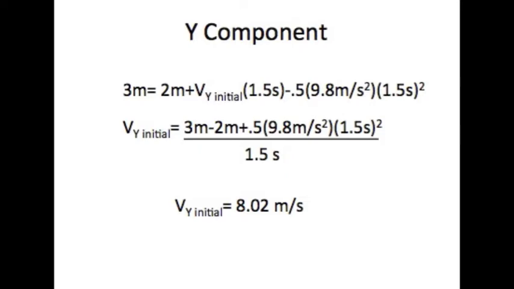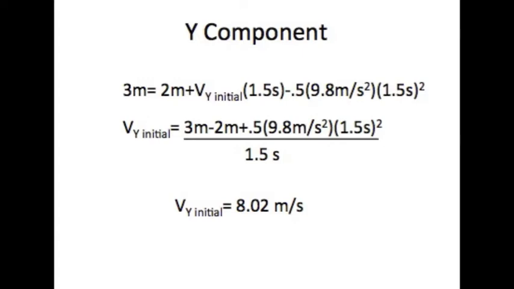So now we're solving for our y component. We have the equation that we're using and we filled in the values for them. So we have 3 meters equals 2 meters plus Vy initial times 1.5 seconds minus 1/2 times 9.8 meters per second squared times 1.5 seconds squared.